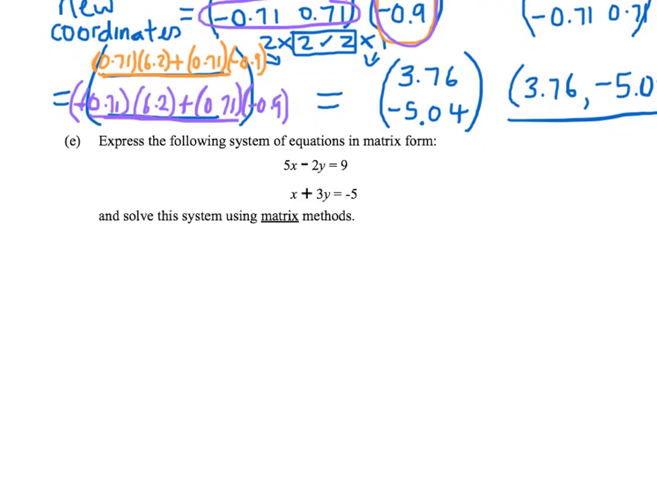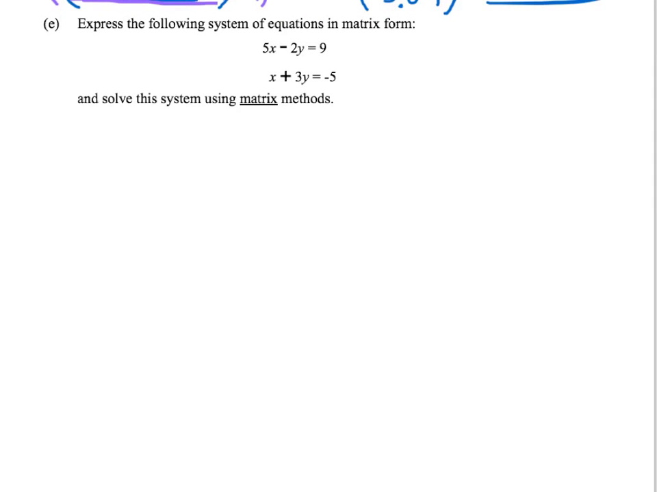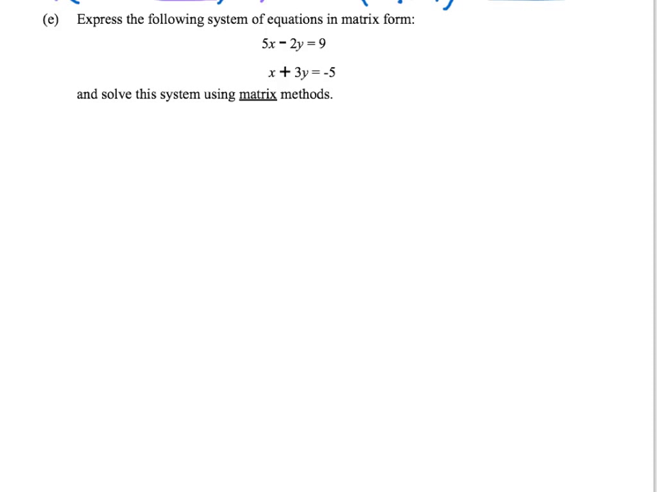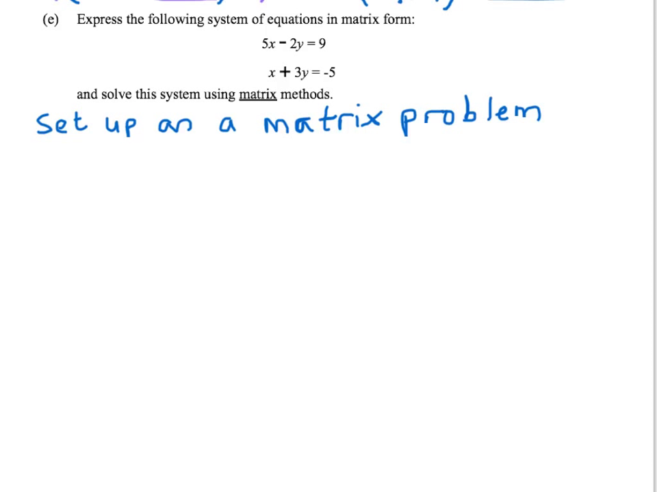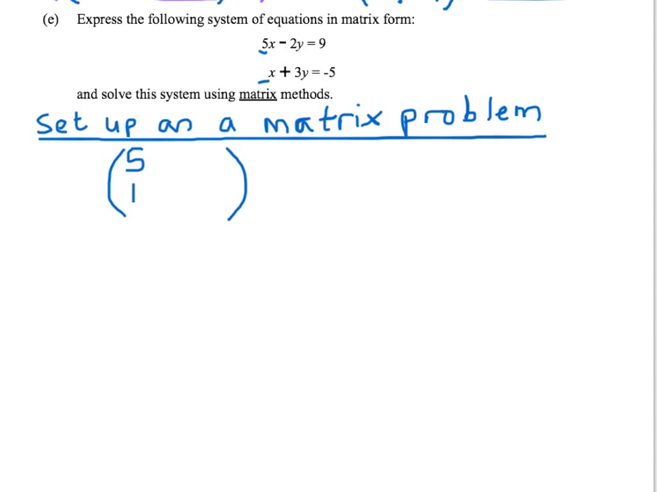Now let's move on to the last part of this question. And the last part of the question for matrices is express the following system of equations in matrix form and solve this system using matrix methods. The first thing I have to do is to set up the problem as a matrix problem. And how I do that is as follows. I form a matrix, which is going to be a 2 by 2 matrix, which includes the values for the x-coordinate, which is a 5 and a 1, and the values for the y-coordinates, which is -2 and 3.